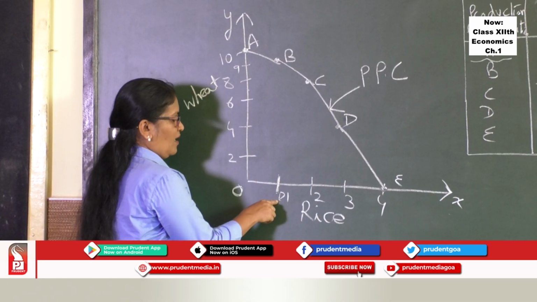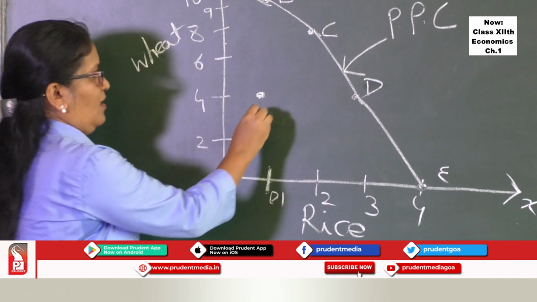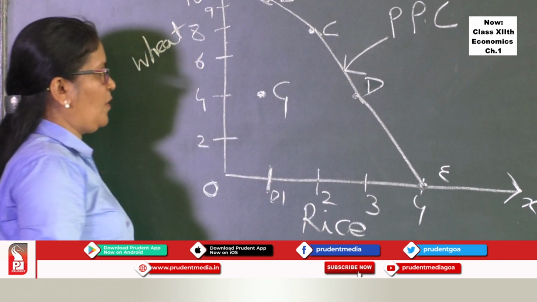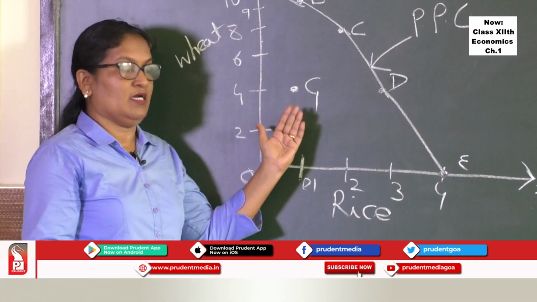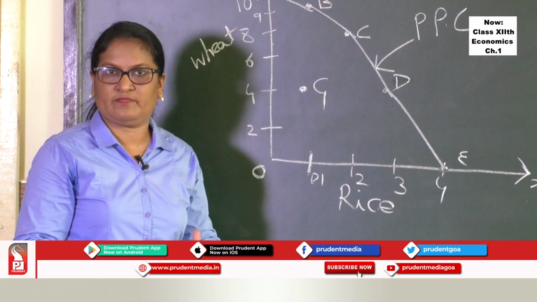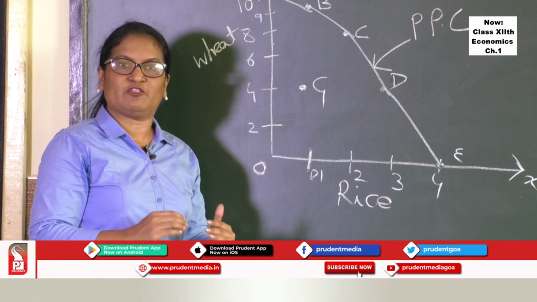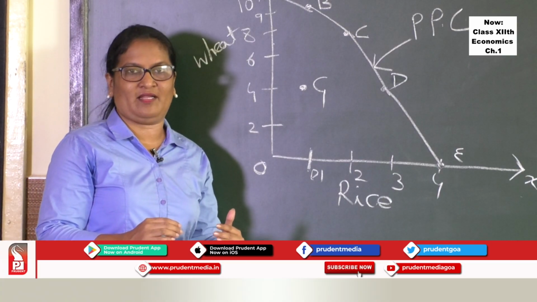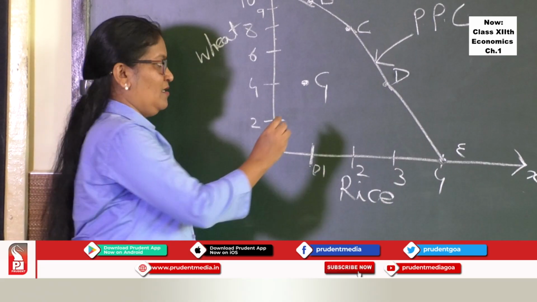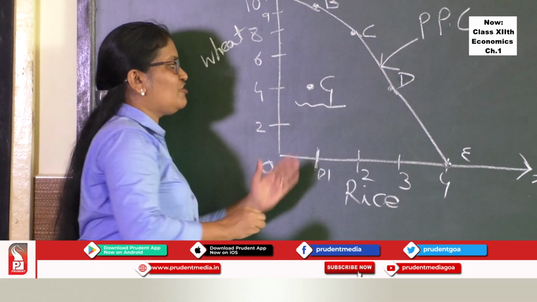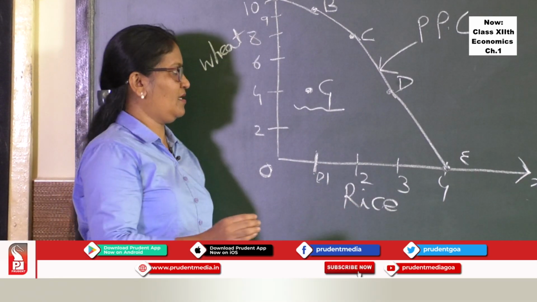Now students, let's take a possibility which is inside the curve. Let's mark 1 lakh tons of rice and 4 lakh tons of wheat. Let's name this point as possibility G. Now this possibility G, the producer can produce, but the resources are wasted. The resources are underemployed. Not all resources are utilized. So he can produce possibility G, but the resources are wasted.